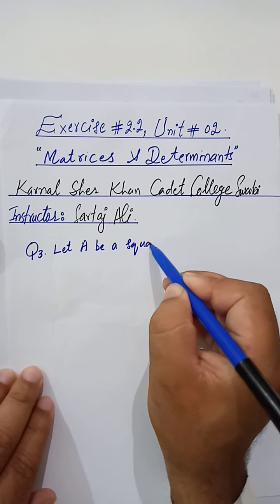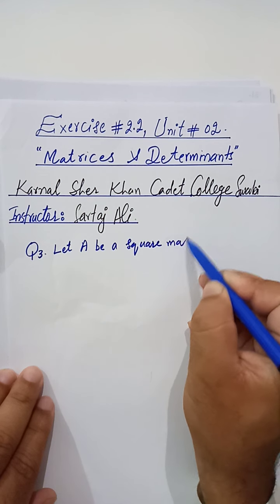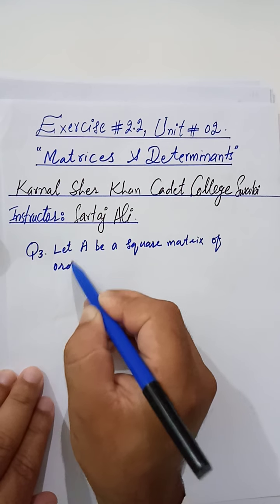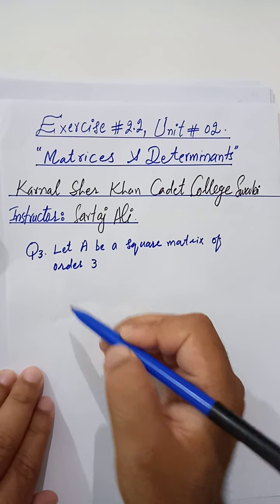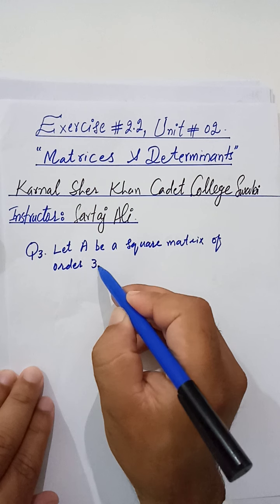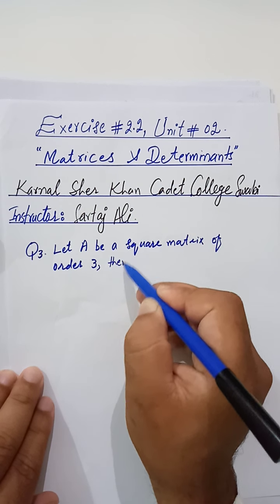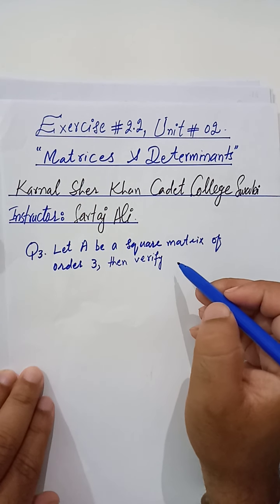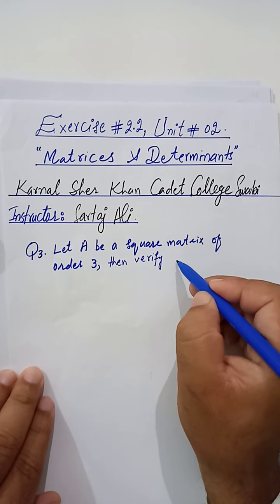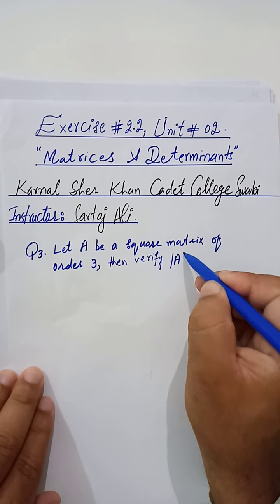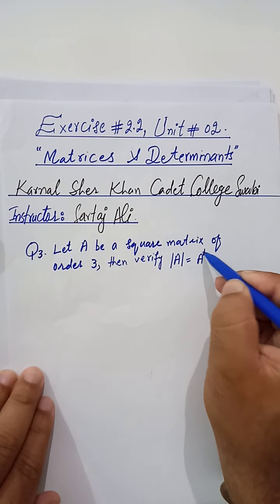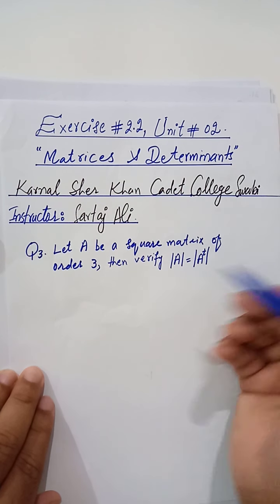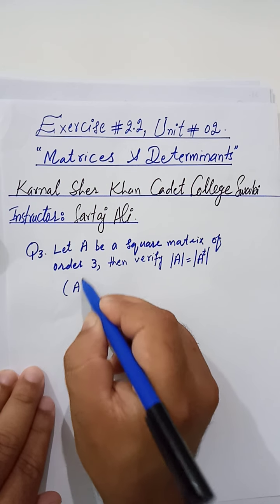A be a square matrix of order 3, mean there are 3 rows and 3 columns. Then we need to verify that the determinant of the matrix A and determinant of its transpose are equal. This A to the power T mean the transpose of A. You can also write it A power T.